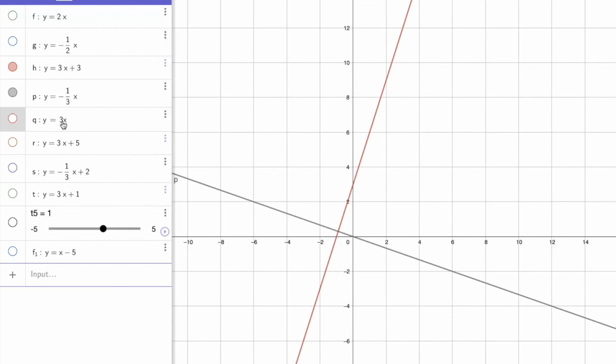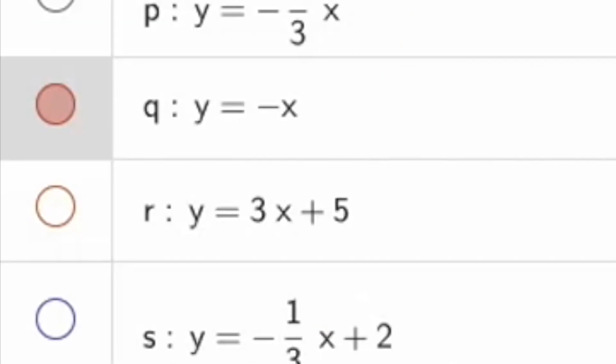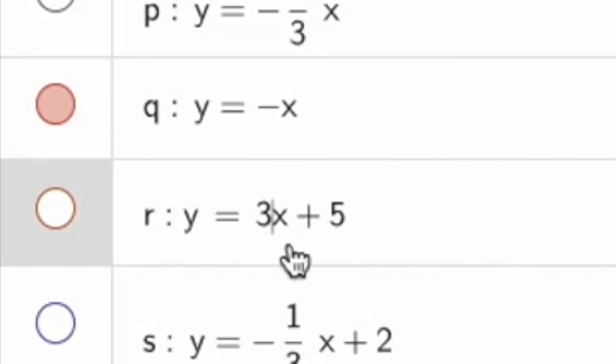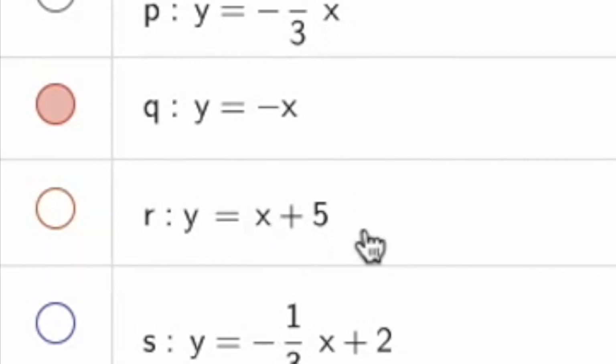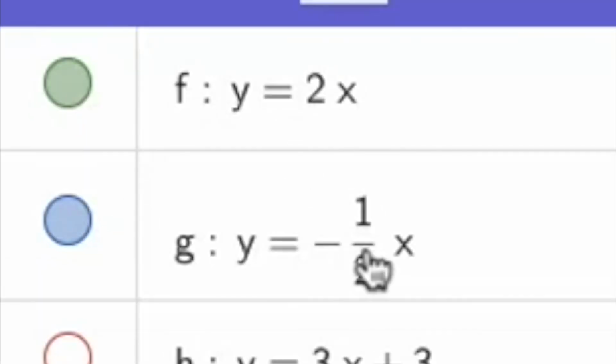Let's have another example. Let's say I have minus x. This is the line y equals negative x. Can you see it? I remove this one. This is minus x. Now I'm going to do y equals x, exactly x. They are perpendicular. Look at the graph. This slope and this slope, the 2 and negative half, they are inverse to each other. So make sure you do the inverse and you put minus.